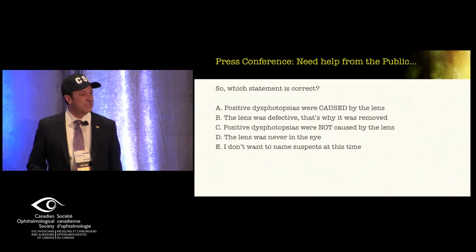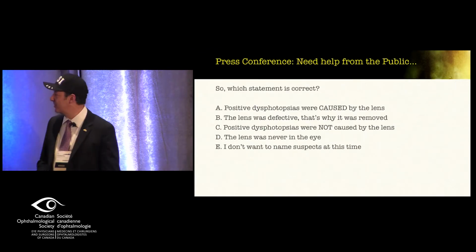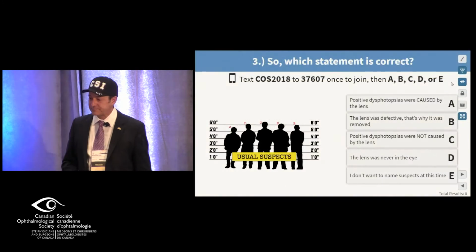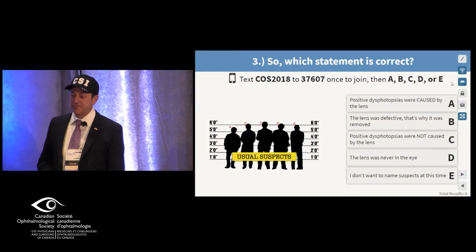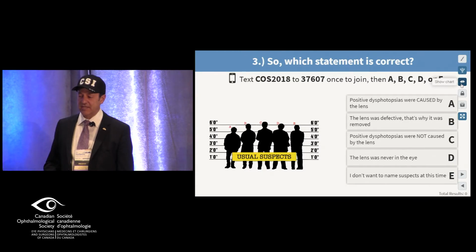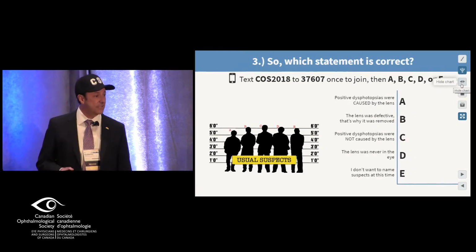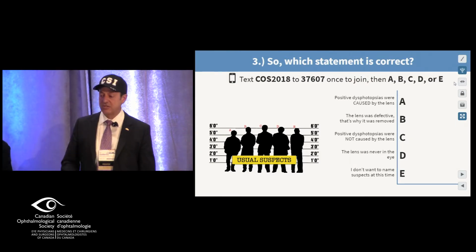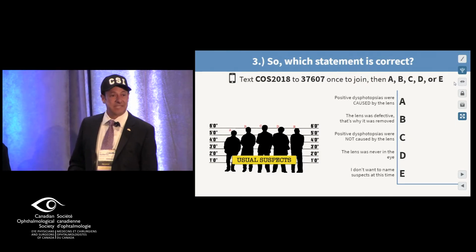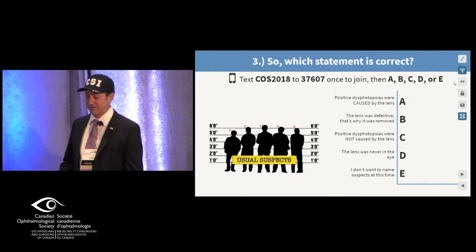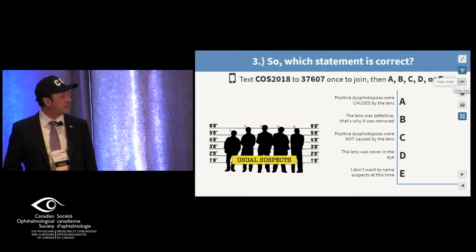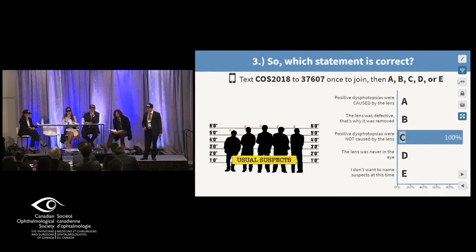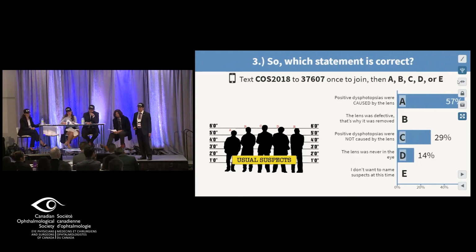We have a press conference now. We're going to get help from the public, so we can go to the questions. So, are the positive dysphotopsias caused by the lens? That's A. The lens was defective, and that's why it was removed. B. Positive dysphotopsias were not caused by the lens. The lens was never in the eye. That could be two. And I don't want to name any suspects at this time. Okay. No, they're still voting.